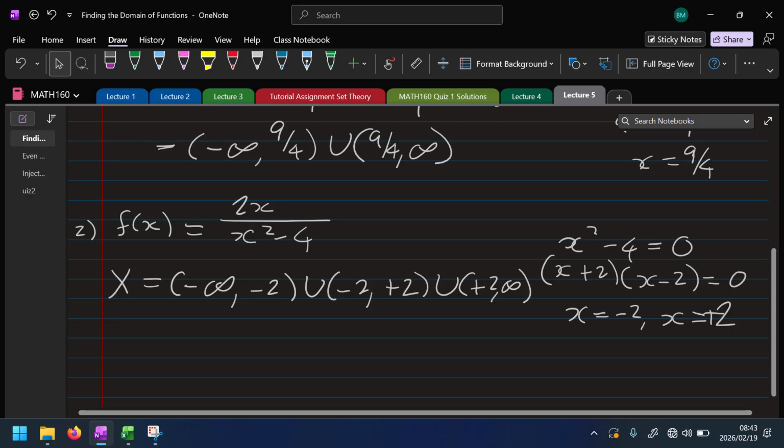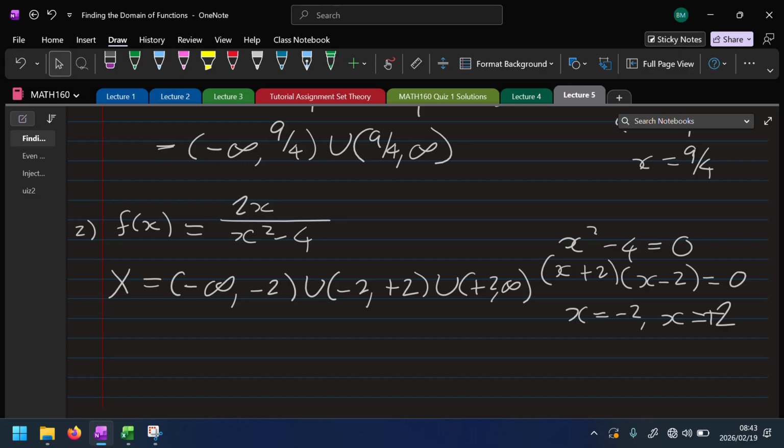Don't just think it's the domain up to minus 2 and the domain from 2. This middle part needs to be included. Okay. A lot of times this middle part is excluded. So please just keep that in mind. Okay. Pretty common mistake I've seen in the tests. All right. Any questions for this one? Okay, pretty straightforward. 2 points to remove, and then you get that union over there.